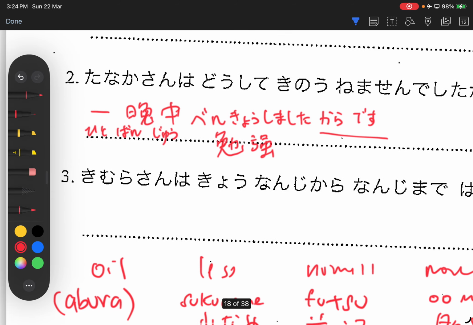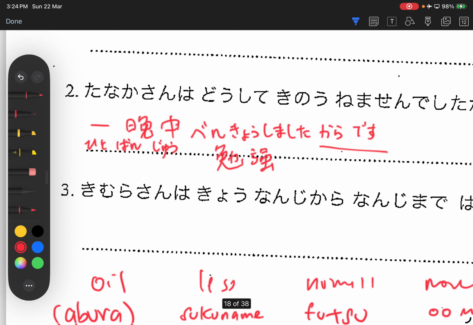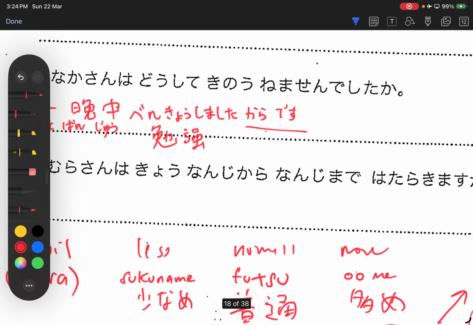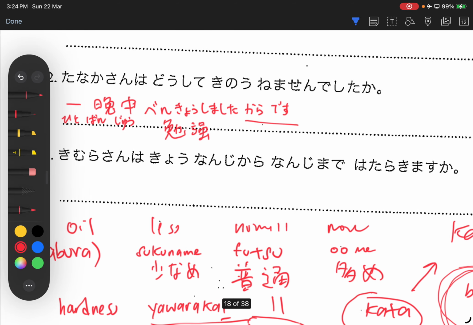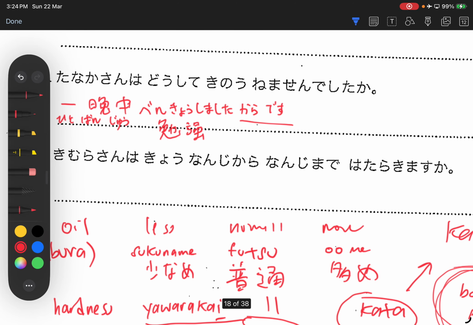Okay, next we have 木村さんは昨日何時から何時まで働きましたか？ 木村さんは今日午前9時から午後8時まで働きます。 Okay, very good. So if you look at the passage, right?